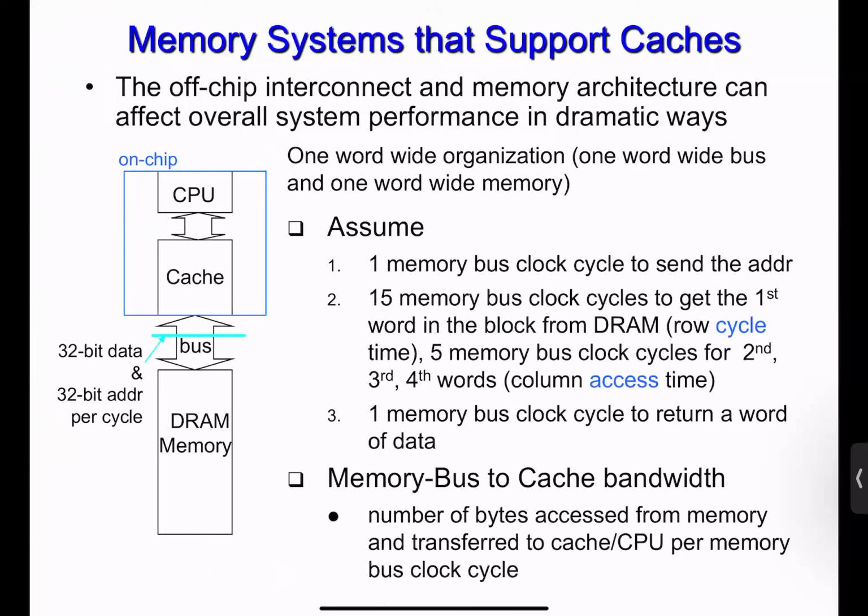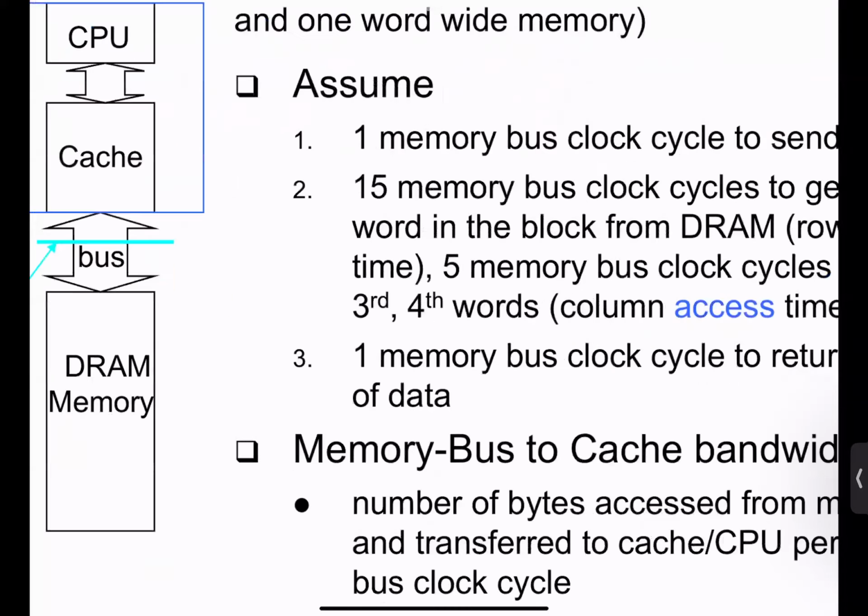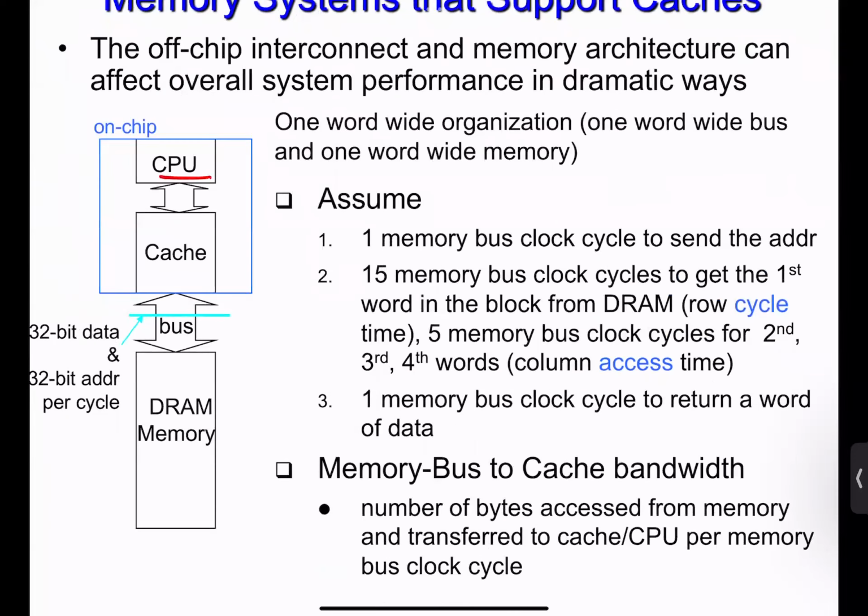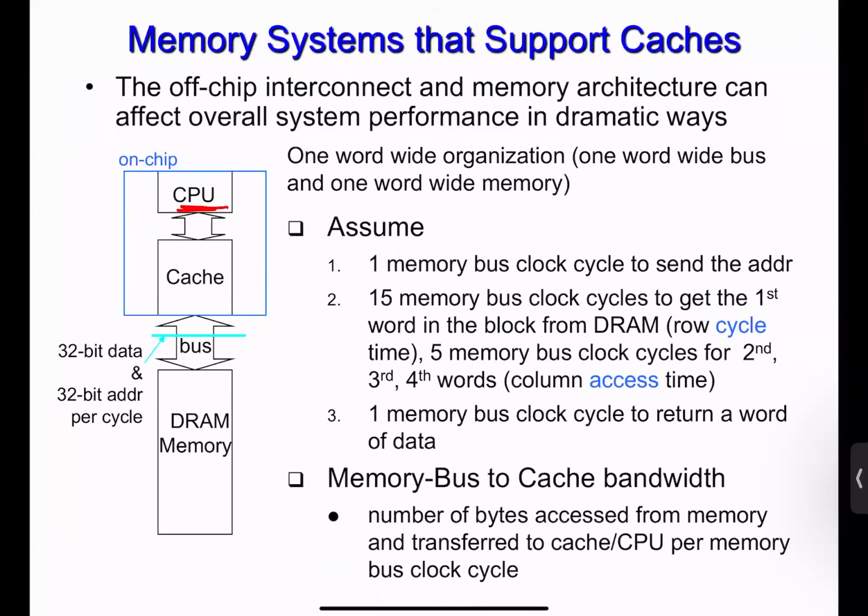So given this information, let's try to move forward. Now we have a CPU, we have a cache, we have a bus, and we have the DRAM. I have a 32-bit data and 32-bit address bus per cycle.